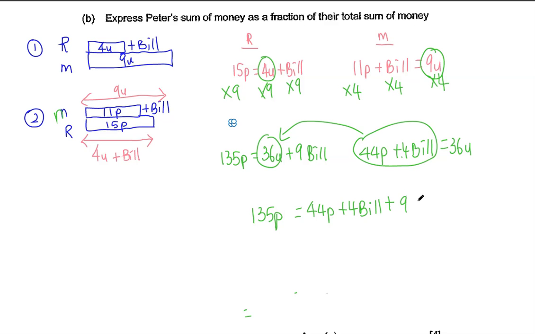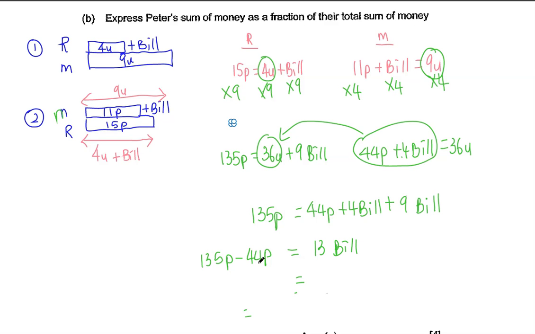plus 9 bills. Okay, so my aim here is to find what is one part. So over here, 44 parts, I'm going to bring over to the left. It becomes negative. So it's 135 minus 44 parts, which equals 4 bills plus 9 bills, which is 13 bills, correct?